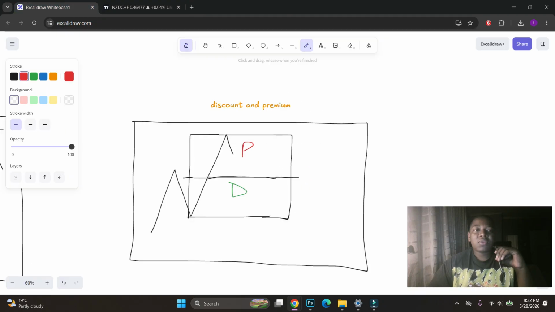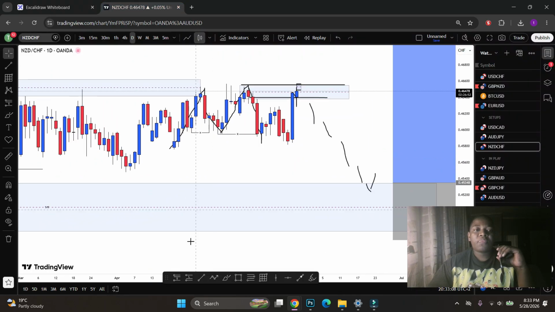If price is in a downtrend, we only sell at a premium area. This would be my premium. This would be my discount. If price is in a downtrend, we only sell at a premium area. If we're in an uptrend, we only buy at a discount area. Let me show you all here.